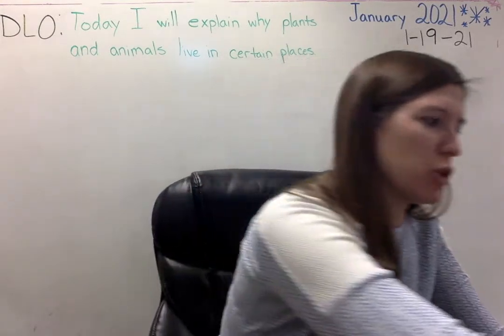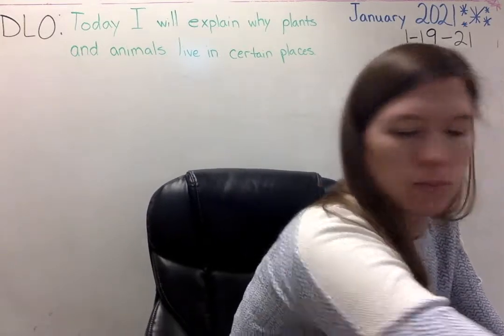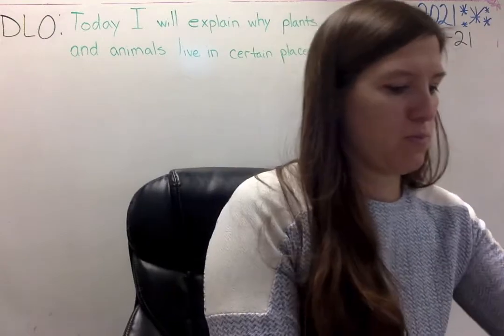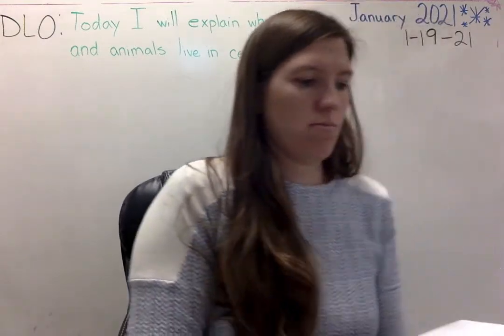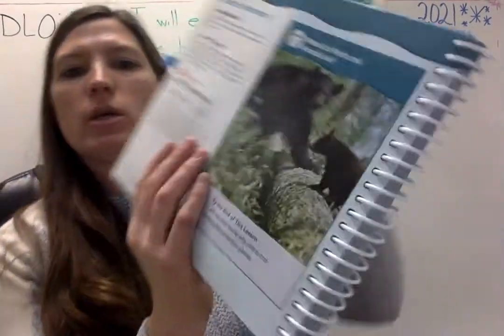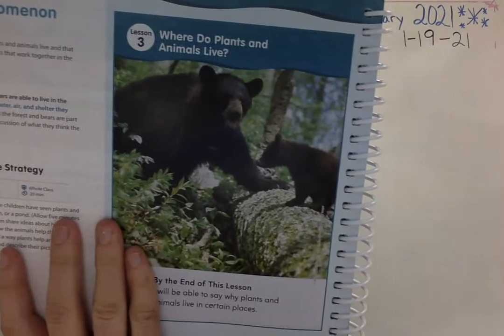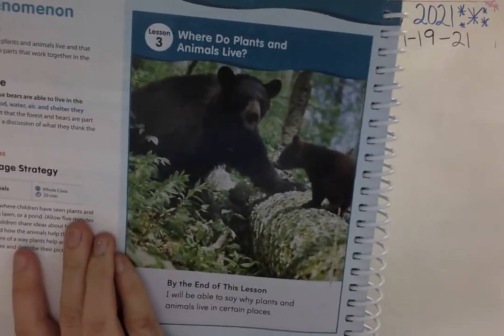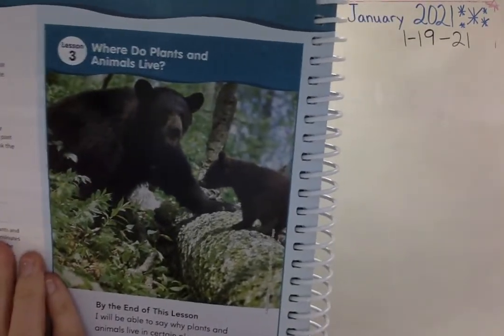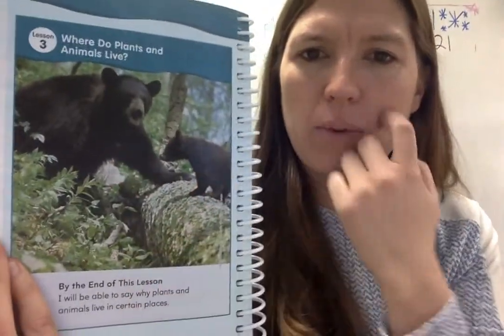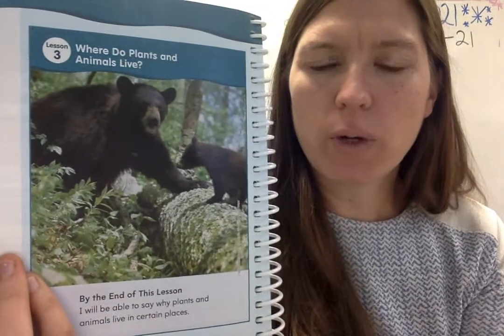So let's look at this picture. That's not the picture. Where did my picture go? There it is. Looking at this picture here, I want you to see what animal is there. The animal is a bear. Mama bear, baby bear. They're in the forest.